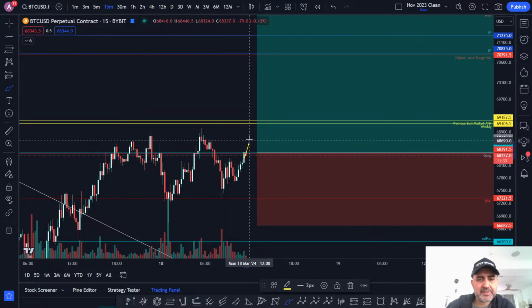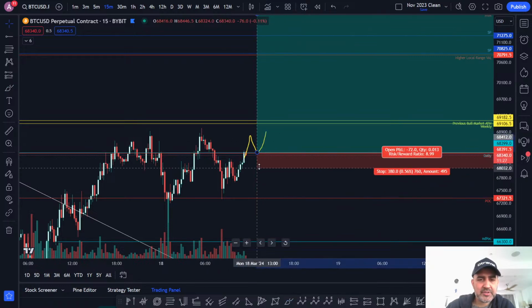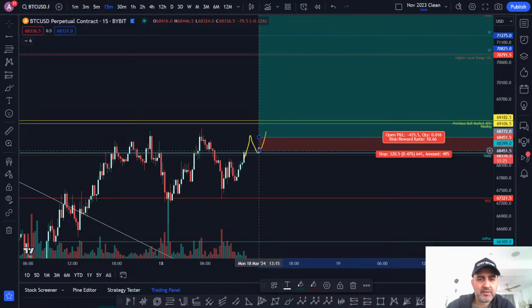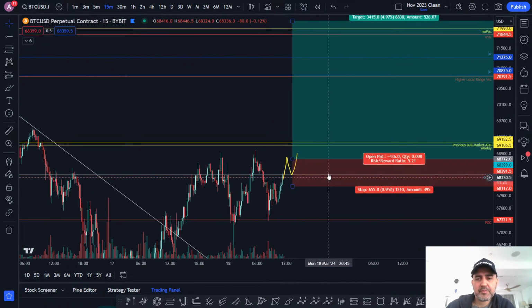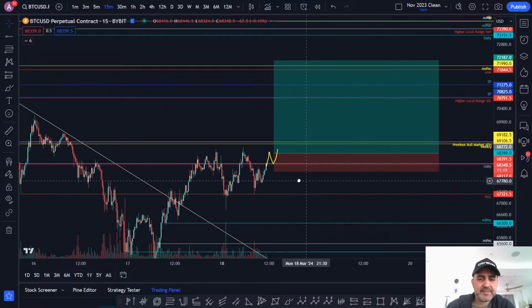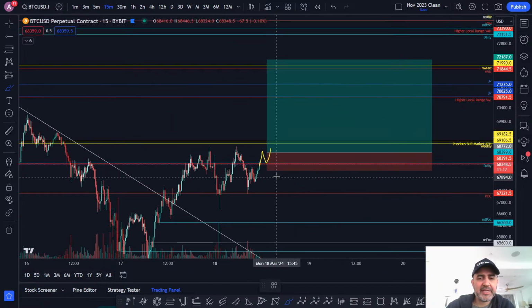All we need to do is just get above it, back test, and then your invalidation changes completely. It becomes like that. Because once you get back above that level, you're not really looking to go down.